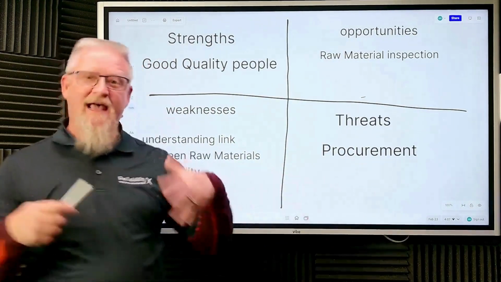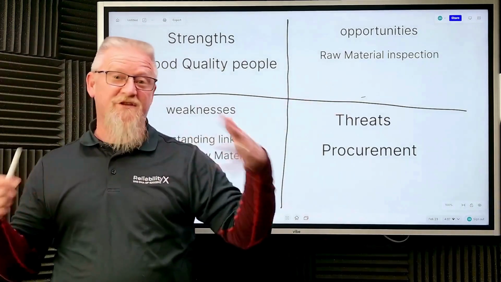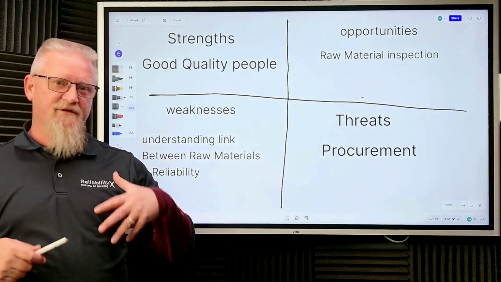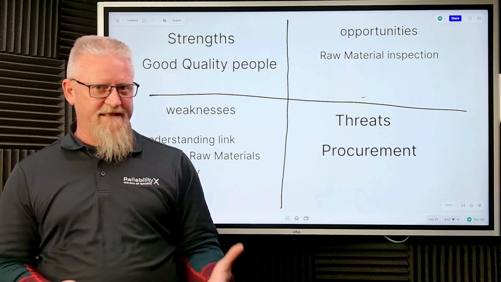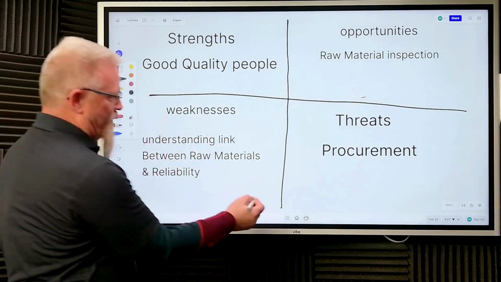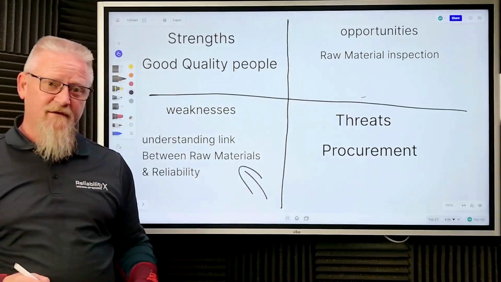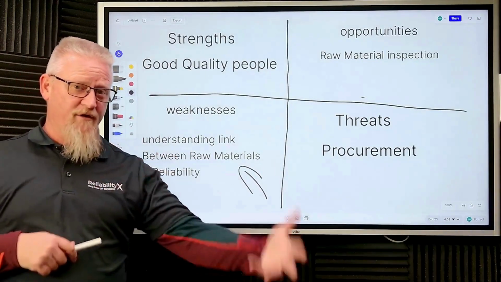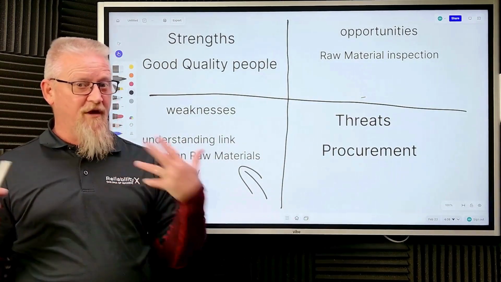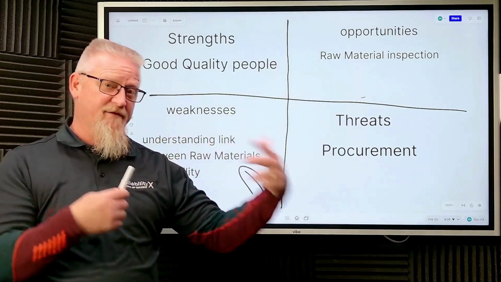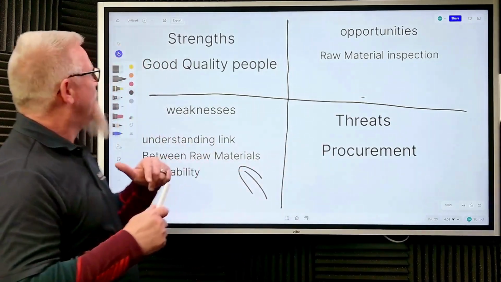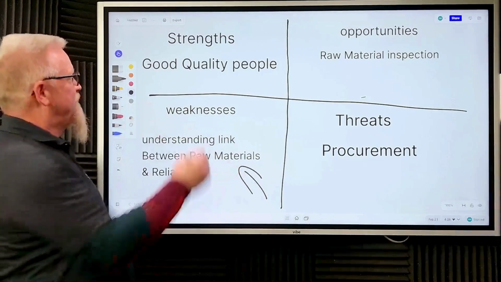What this allows us to do, obviously you would mention more of these entities, is make sure your project plan is addressing all of them. Part of our project plan in this case is going to include some training, so that we're addressing the fact that we don't understand the link between raw material inspections and reliability. So we need to put a deck together that explains that, or tell them to watch the video I just made.